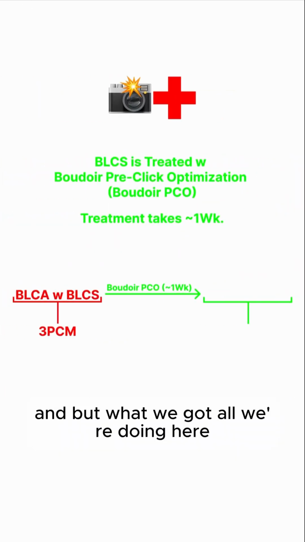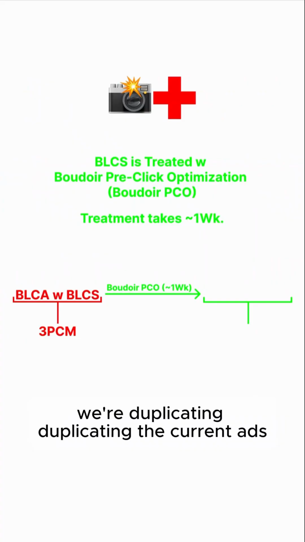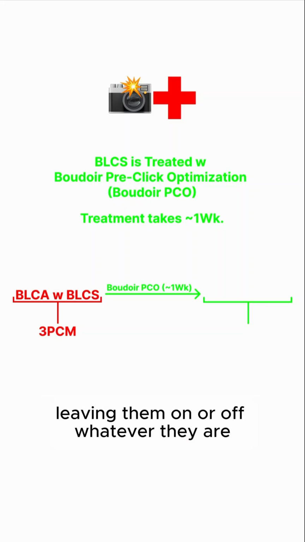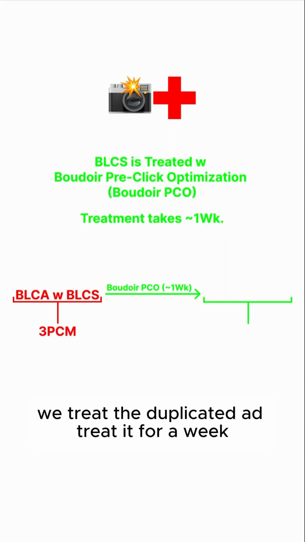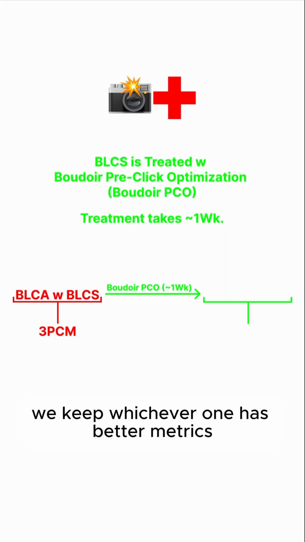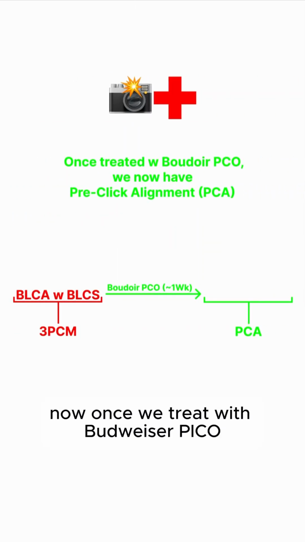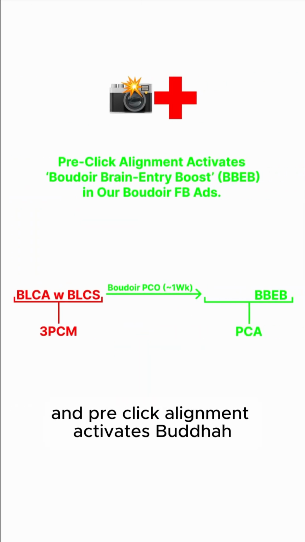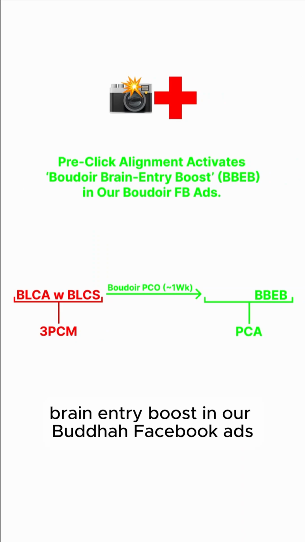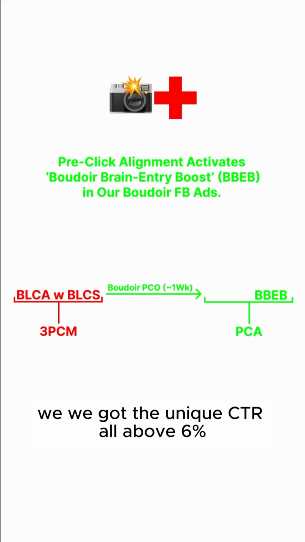With Boudoir Pico, all we're doing is duplicating the current ads, leaving them on or off, whatever they are, and we treat the duplicated ad. We don't touch the original. We treat the duplicated ad for a week, and at the end of the week, we keep whichever one has better metrics. Once treated with Boudoir Pico, we now have pre-click alignment, PCA. We get rid of the three pre-click mistakes, and pre-click alignment activates Boudoir brain entry boost in our Boudoir Facebook ads. Basically, we've got the unique CTR all above 6%.